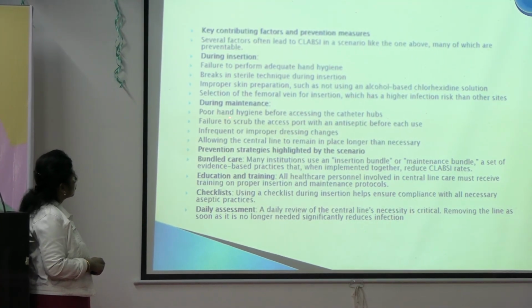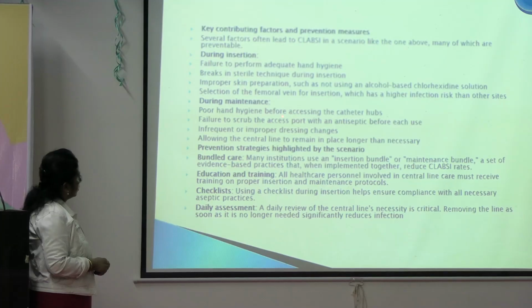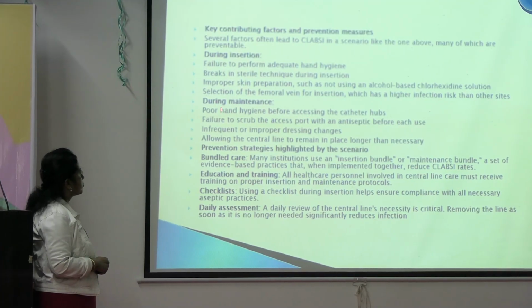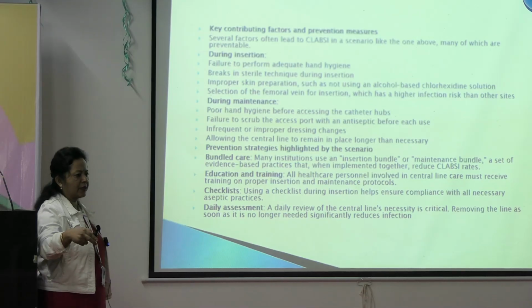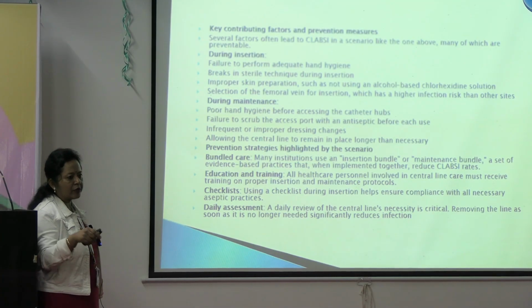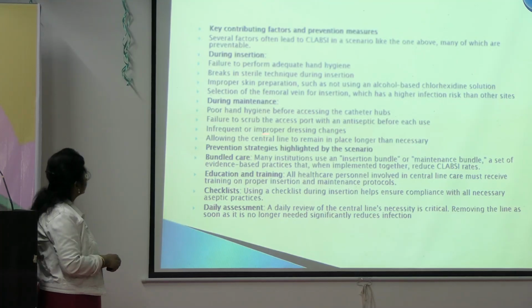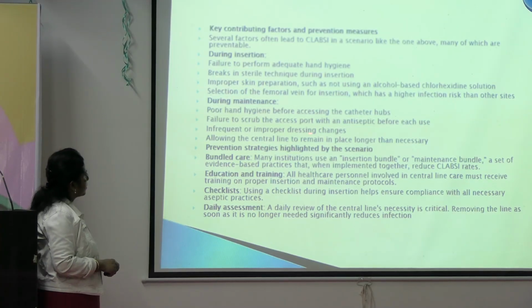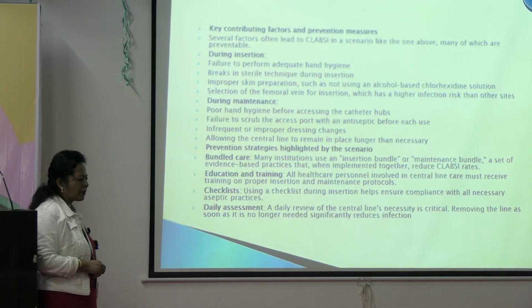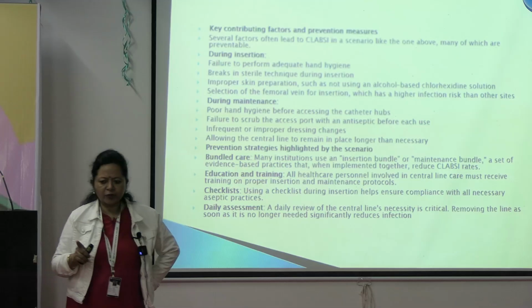During maintenance, poor hand hygiene before accessing the catheter hubs, because the patient is on the catheter for so many days. Even during the maintenance, every day the nurse will come and do the catheter care. During that process also there may be some gap. Failure to scrub the access port with the antiseptic, then infrequent or improper dressing changes, allowing the central line to remain in place longer than necessary. This is very important. The earlier the better to remove.